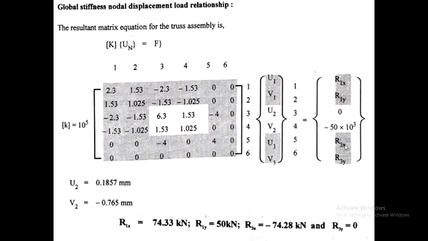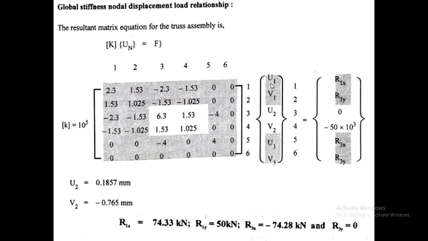So by applying boundary conditions, how to apply? Displacement at node 1 is equal to 0, because node 1 and 3, these two nodes are fixed. So displacement in x and y direction is equal to 0. So no displacement at node 1, u1 and v1 are 0, u3 and v3 are 0. So by elimination approach, we can deduct the respective row and respective column from the global stiffness matrix.